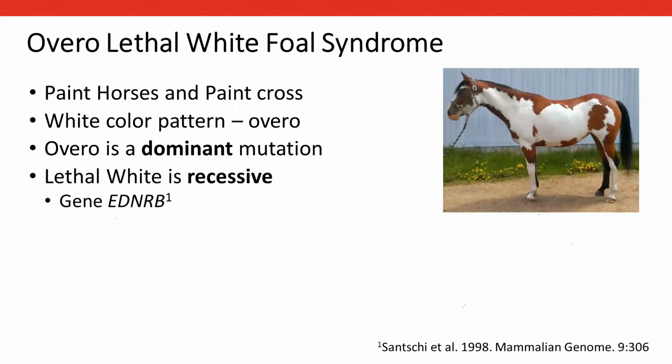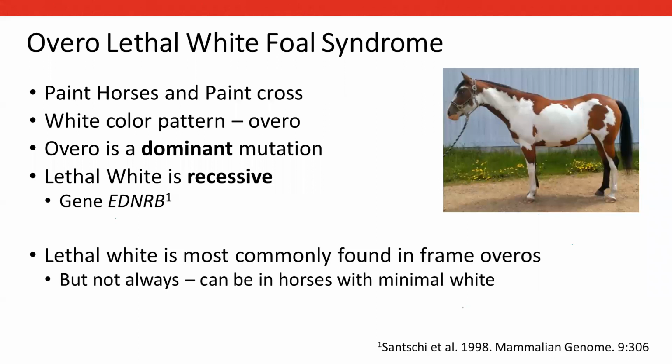So the gene is EDNRB. And like I said, it's most commonly found in those frame overos, like this horse in this picture. However, it can be deceiving because some horses can have this overo mutation and not show a lot of white. So it's important that horses are tested for this if they have paint lineages, and even some of the quarter horses, because they could be carrying this and you're not aware of it.